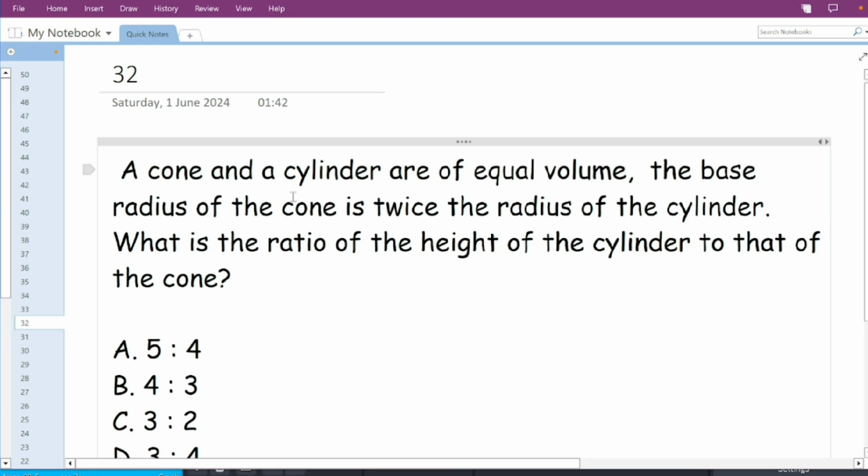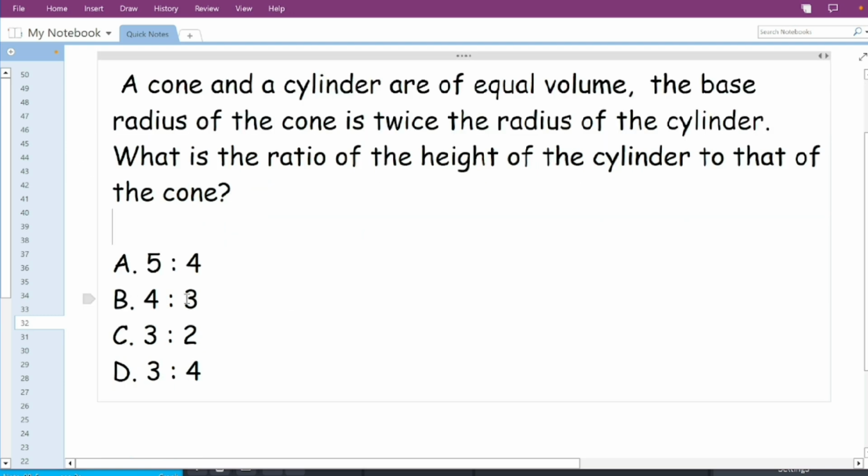Now, two things are given to us here. We are given the volume and the radius, and we're asked to find the ratio of the height of the cylinder to that of the cone. You have to be very careful here. It says the ratio of the height of the cylinder to that of the cone. So you have to put the cylinder first before the cone.